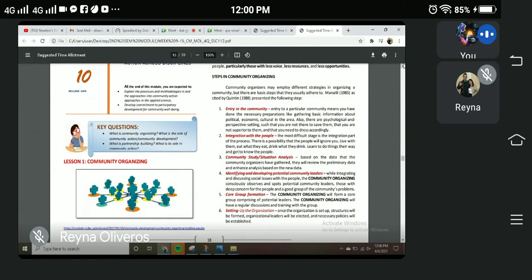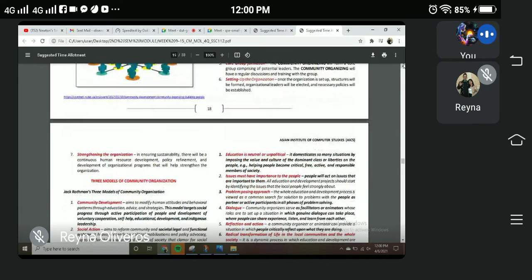Then number 5 is the core group formation. The community organizer forms a core group comprising potential leaders, and will have regular discussions and training with the group. Number 6 is setting up the organization. Once the organization is set up, structures will be formed, organizational leaders will be elected, and necessary policies will be established. And the last step is strengthening the organization.